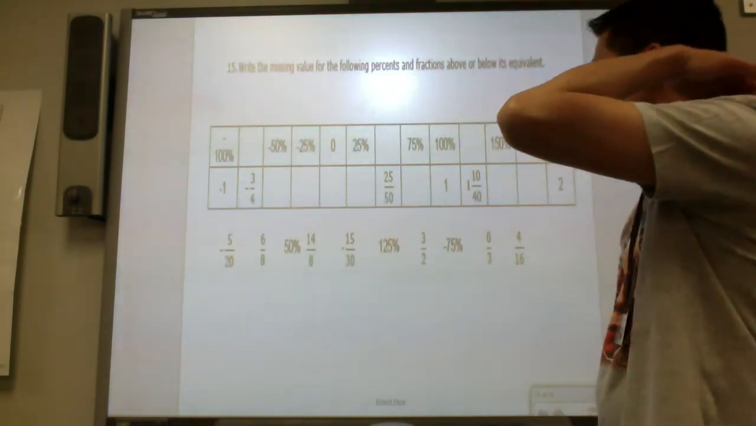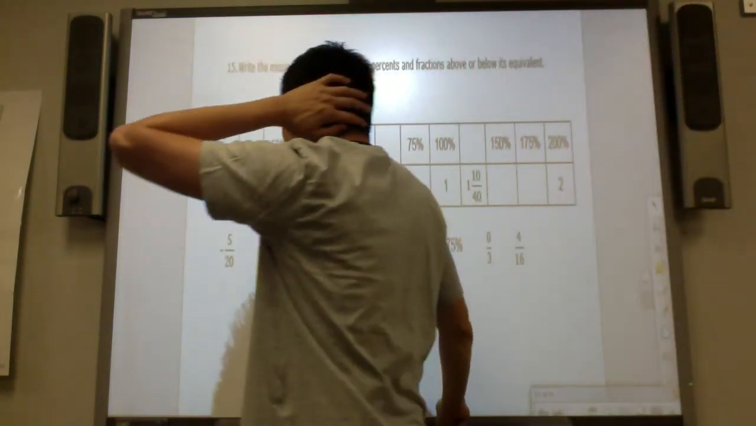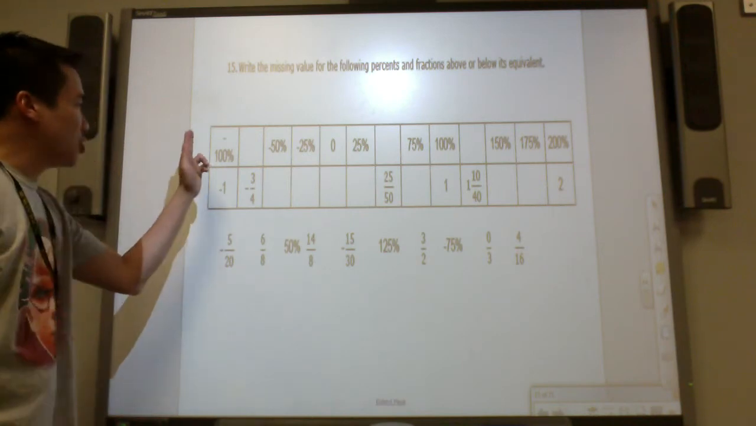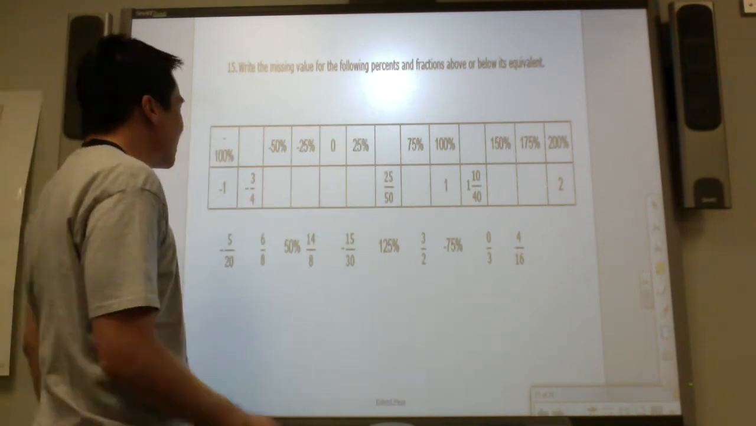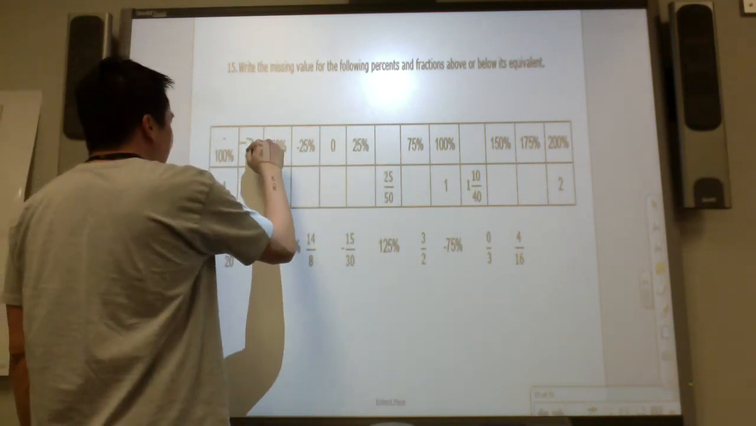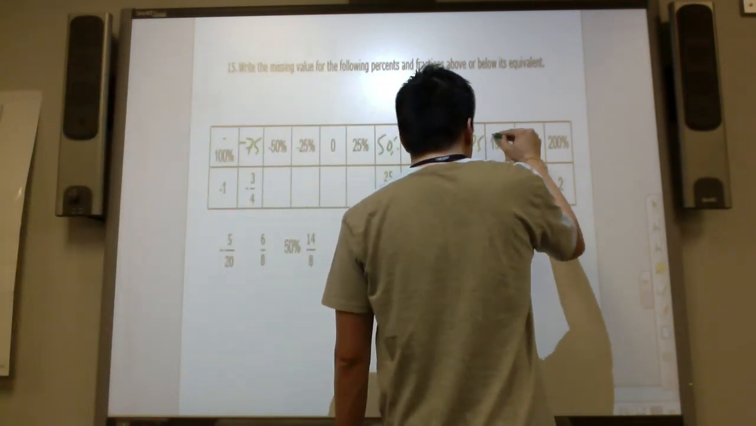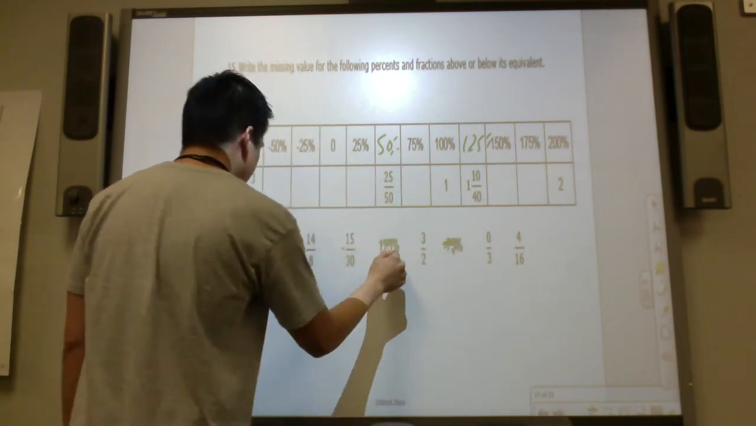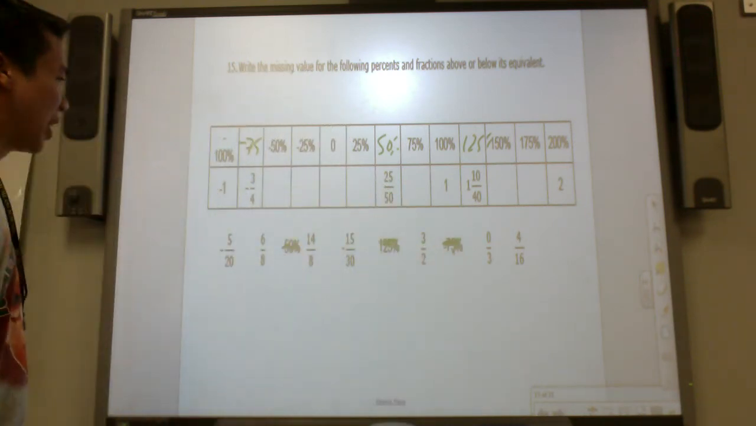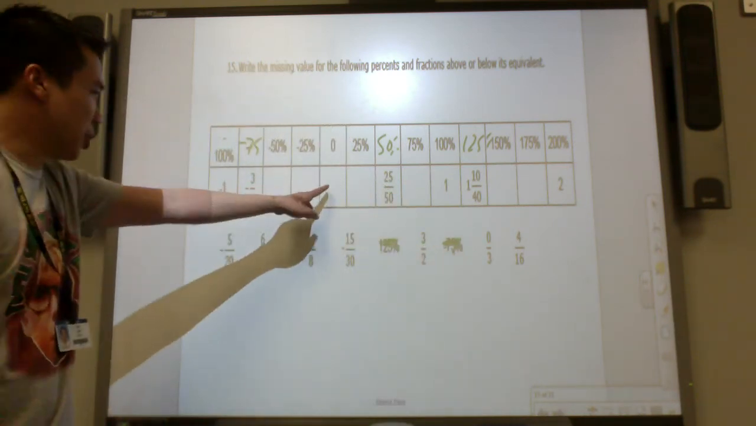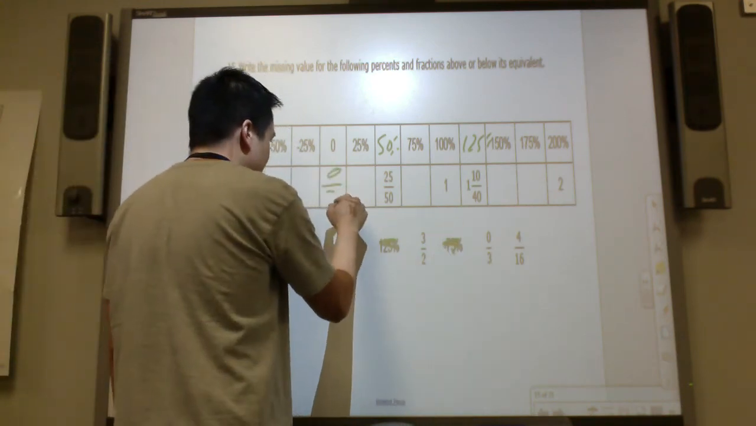And last but not least, can you put the numbers in the correct spot? So as you see, the percents are going from least to greatest. They're skip counting by 25. So we're done with all those percents. Now, let's put the fractions in the correct spot. 0 will definitely be 0/3.